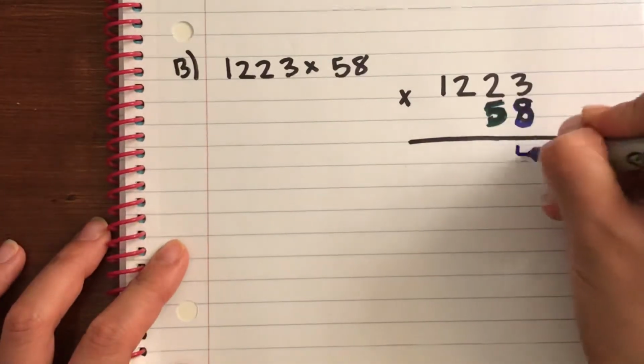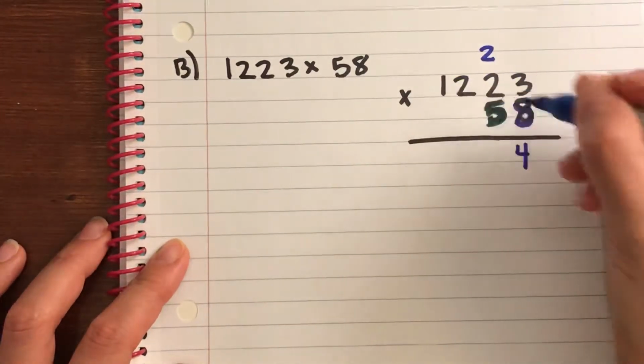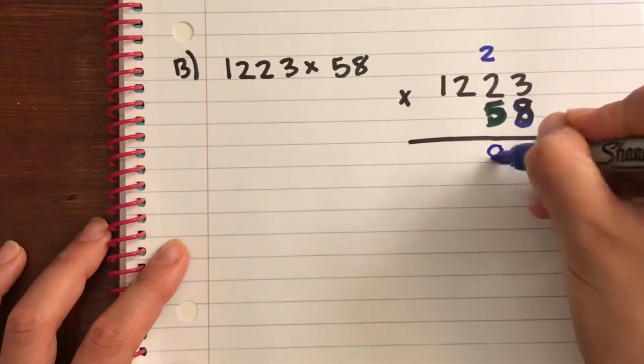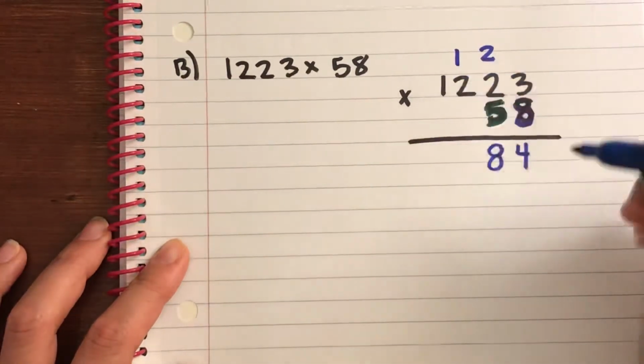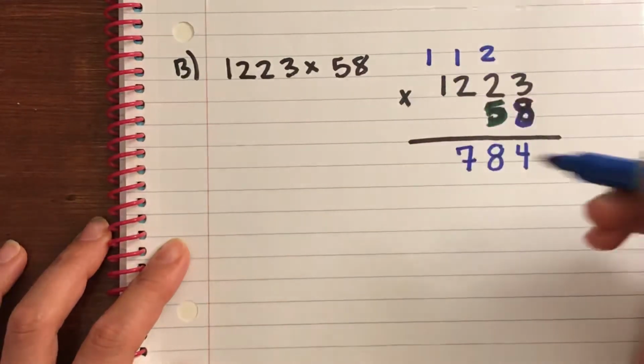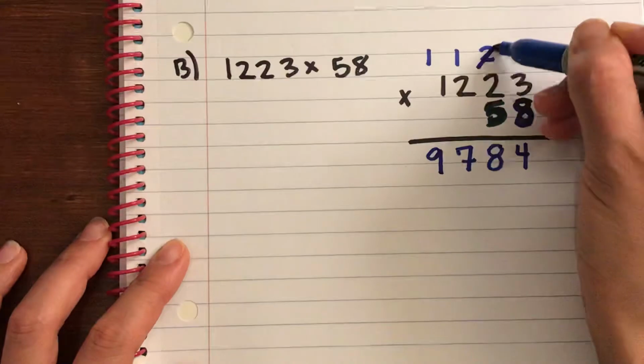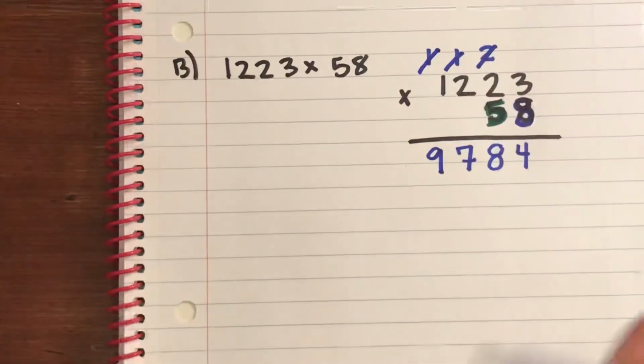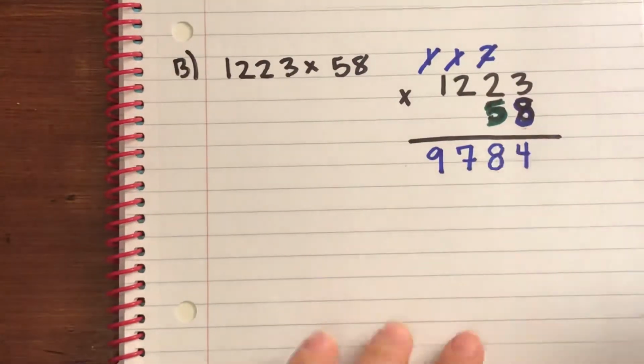So 8 times 3 is 24. 8 times 2 is 16 plus 2 is 18. 8 times 2 is 16 plus 1 is 17. And then 8 times 1 is 8 plus 1 is 9. I'm going to cross out these, cap my blue. I'm done with the 8. I'm looking at the tens place.